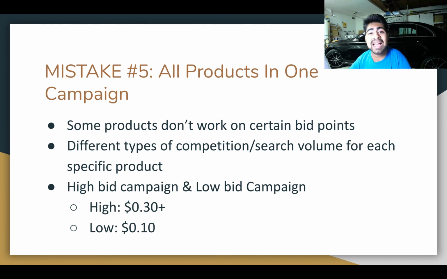But before I tell you exactly how to do that, just know that some products don't work on certain bidding points. You may be thinking, if you put a higher bid for a product, shouldn't it actually work? And with Google, it kind of works differently. I've had products where they just don't work or just don't sell at a higher bid limit of maybe 40 cents or 50 cents. But when I put them inside a lower bid campaign of maybe 5 cents or 10 cents, they start selling like fire.